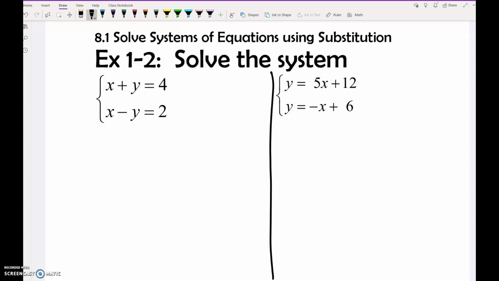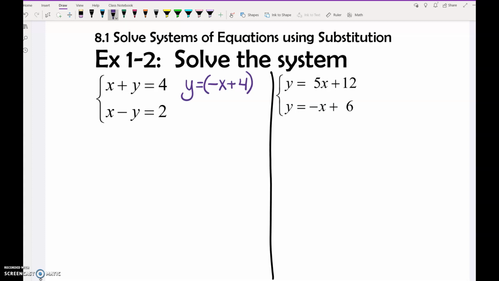So in this top equation, could we get this y by itself fairly easily? All we would have to do is subtract x on both sides. So let's do that. Y equals negative x plus 4. I'm also going to put that in parentheses just to remind myself that when I stick this into the other equation, parentheses around it are going to be very important.